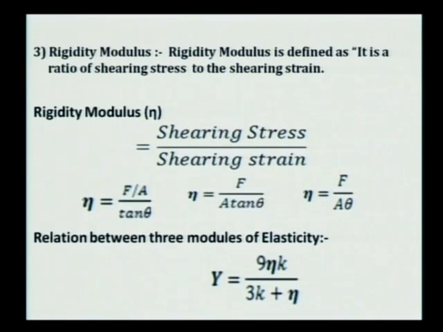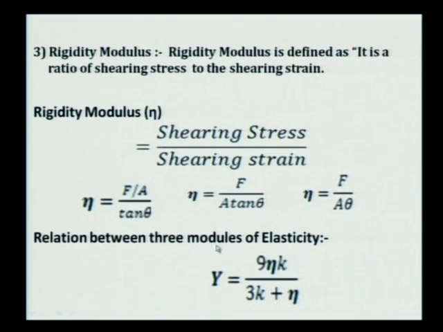Modulus of rigidity is a ratio of shearing stress to the shearing strain. Shearing stress is nothing but F upon A. Shearing strain is nothing but lateral displacement upon distance between the lateral layer and fixed layer, that is tan theta. If theta is the lateral angle, then the tangent of the lateral angle is called the shearing strain. Therefore modulus of rigidity is F upon A tan theta.